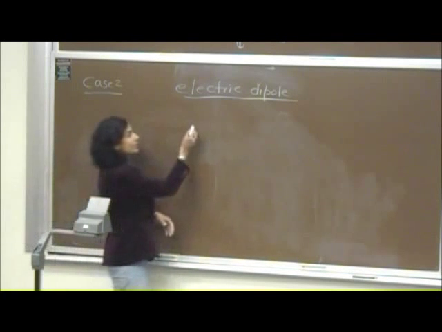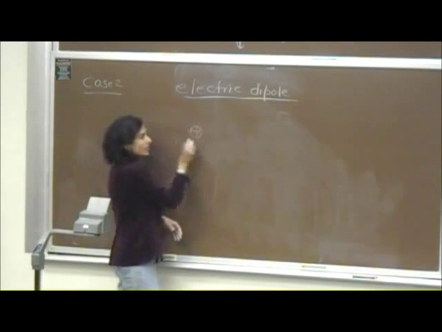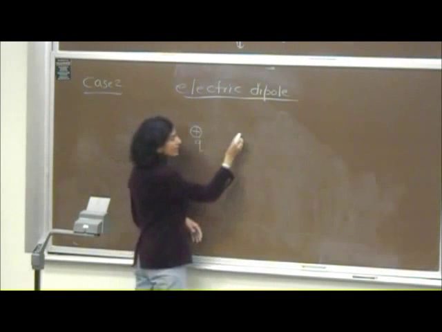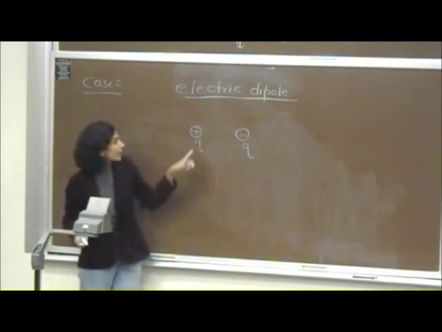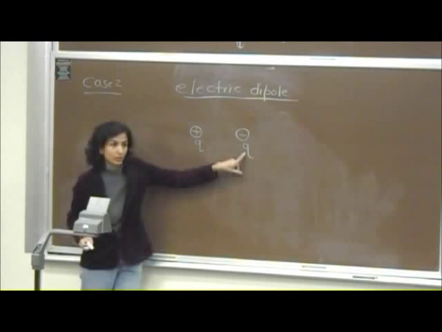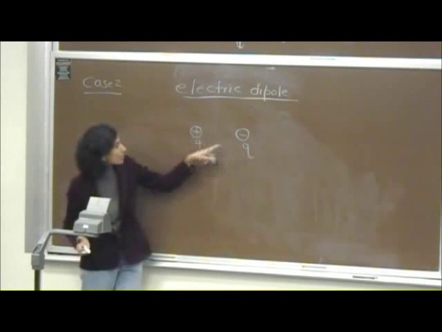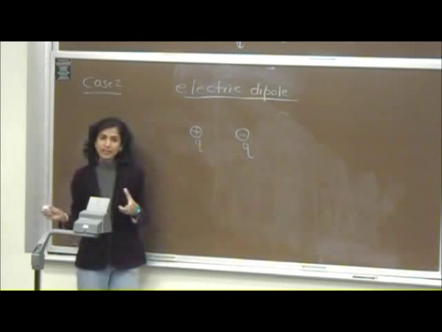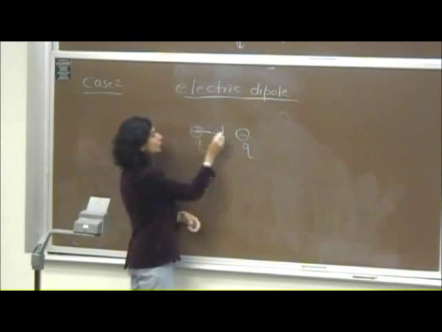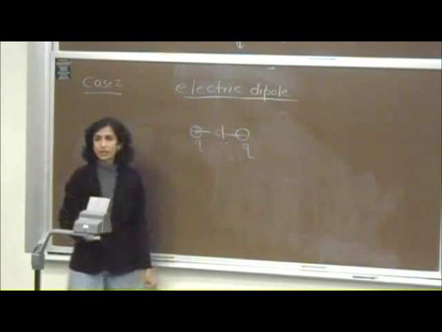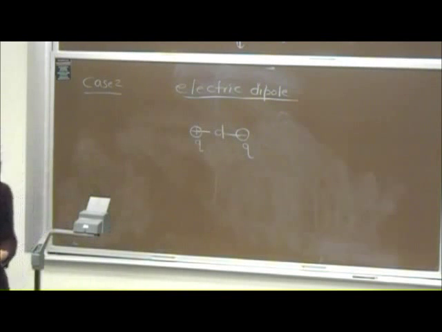The point is, an electric dipole is a positive charge separated from a negative charge, and they are exactly equal in magnitude. So a positive charge next to a negative charge, let's say the distance between these two is d. This configuration of two charges is called an electric dipole.